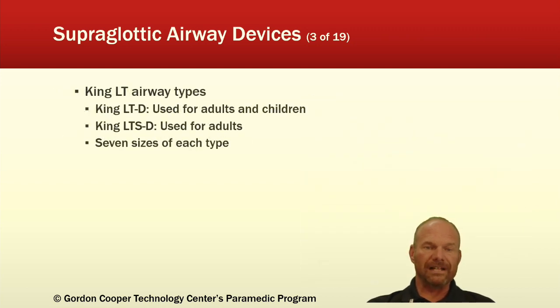So you have a couple different kinds of King airways. So you have LTD, suitable for use in adults and children. LTSD, additional port for gastric suction, and lots of sizes, comes in 7 sizes. It's a height and weight measurement type thing. So color coded, make sure we're getting the right patient for the right device.